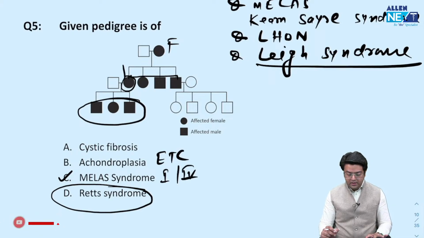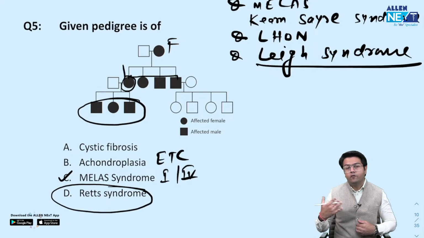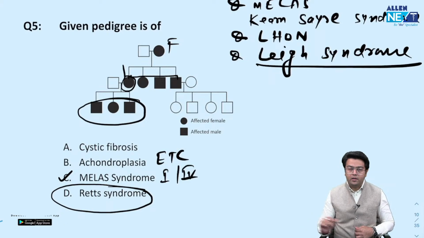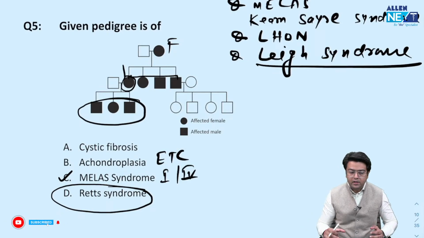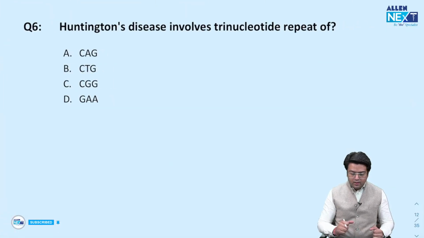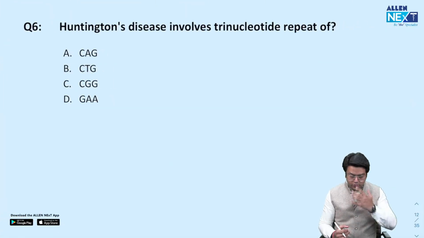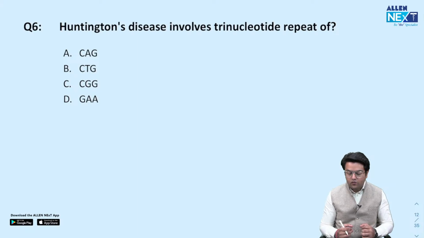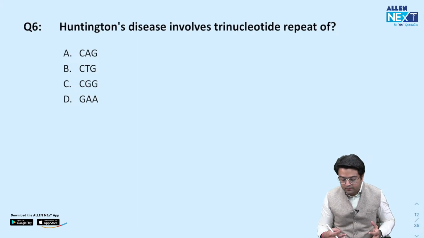Okay, right, this is one of the disorders which is an X-linked dominant disorder. Very, very important. A very frequently asked question is which of the following is an example of an X-linked dominant disorder. So you can mark Rett syndrome. Clear? Okay. Moving to the next question: Huntington's disease involves a trinucleotide repeat of.